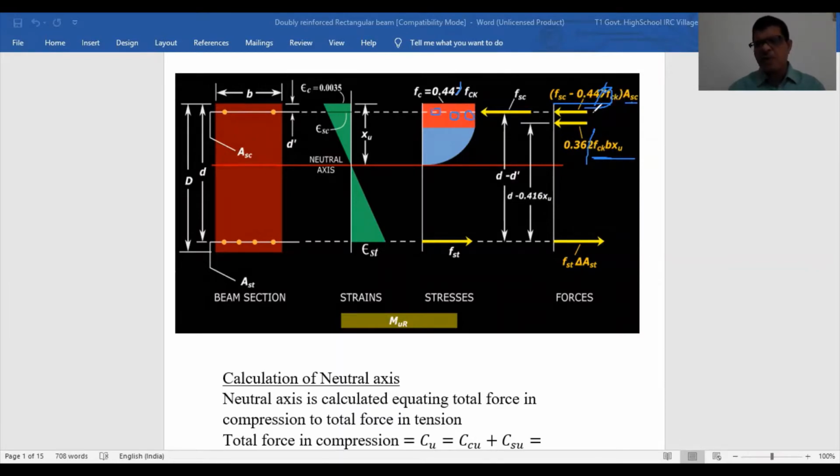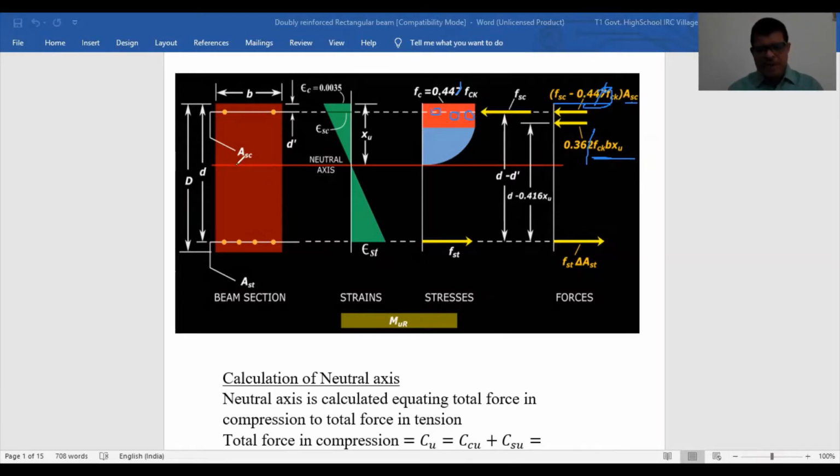In the code as well as in some textbooks, this 0.446 fck has been omitted because its value is very small in comparison to the total value. So you may consider it or may not. But if you want exact calculation, you should take this 0.446 fck into consideration.